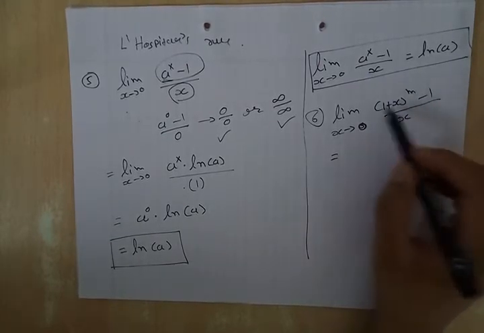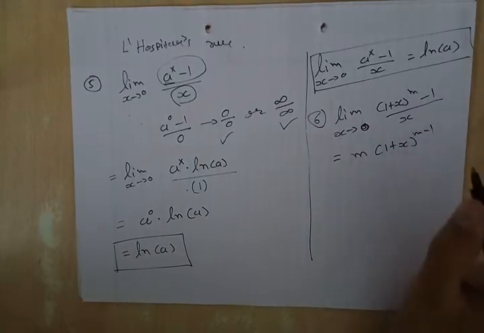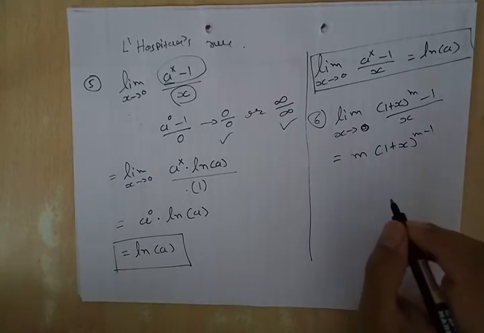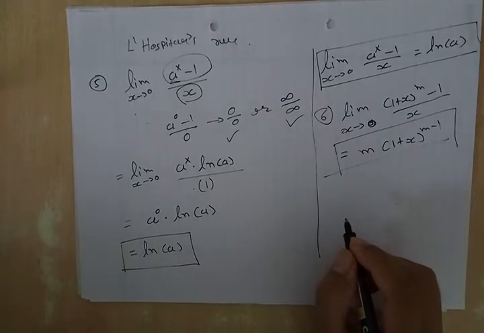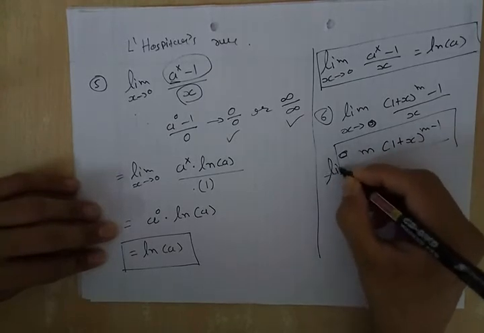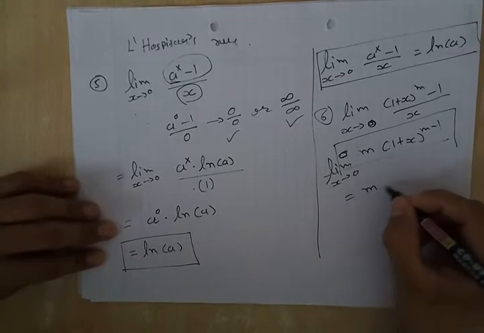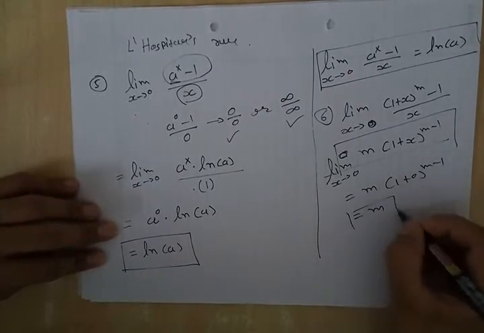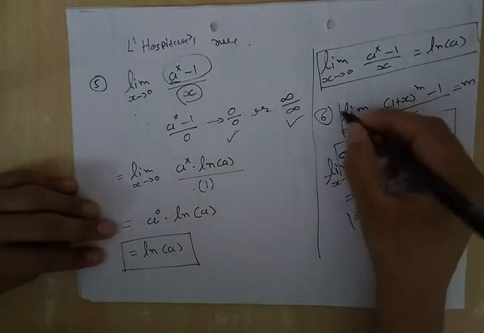Now if you differentiate the numerator, then you will get m times (1 plus x) raised to m minus 1, and if you differentiate x, then it will be 1. So this is the answer. Sorry, you have to apply limit x tends to 0. So if you put x is equal to 0, then you will get the final answer m. So the answer is equal to m.